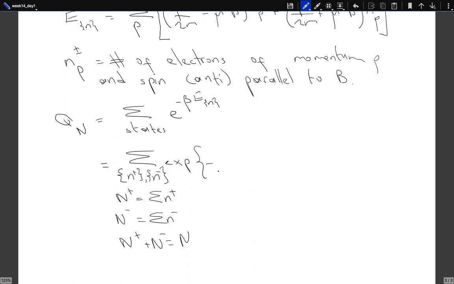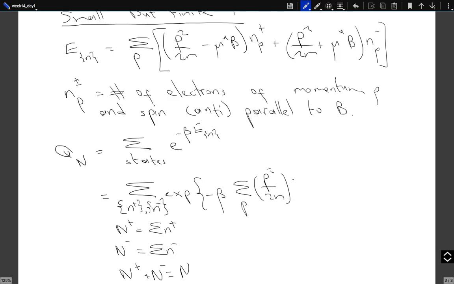of the exponential of minus beta times the sum over p of p squared over 2m (n_p plus plus n_p minus), minus beta mu star B (N plus minus N minus). So basically in this term I already made the sum over p. Since this mu star B is independent of p, I can just take it out of this p summation. What remains is the sum of n_p plus over all p. That gives me the total number of electrons with spin in the direction of B. This is my partition function.